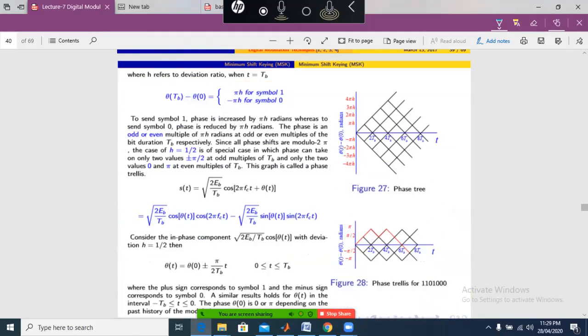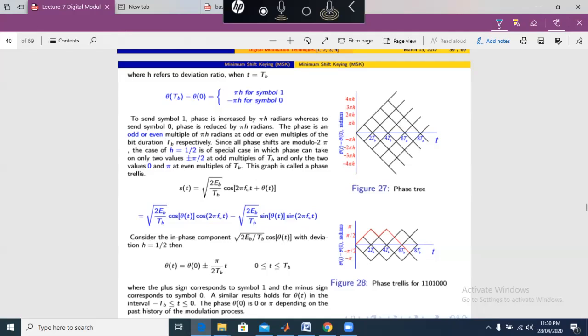The trellis structure for a random bit stream 11010000 is, for example, first the 1 comes. So it goes from 0 to pi by 2. So theta TB is pi by 2 now. Now theta TB is considered as the initial phase.